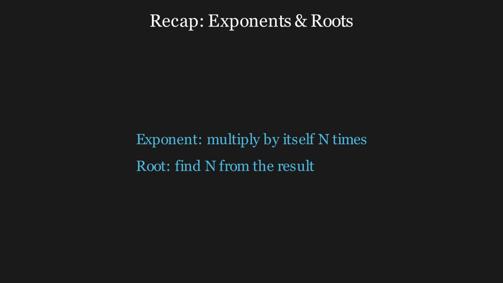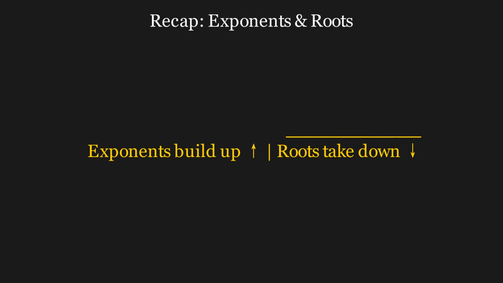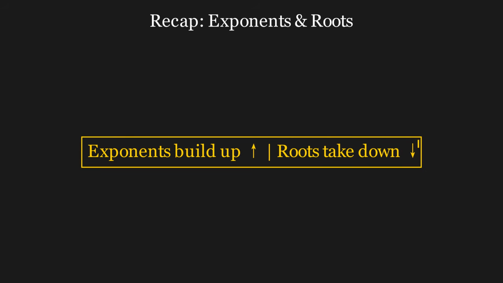An exponent tells you how many times to multiply a number by itself, and a root asks that same question backwards. What number, multiplied by itself that many times, gets you here? Exponents build up. Roots take you back down.